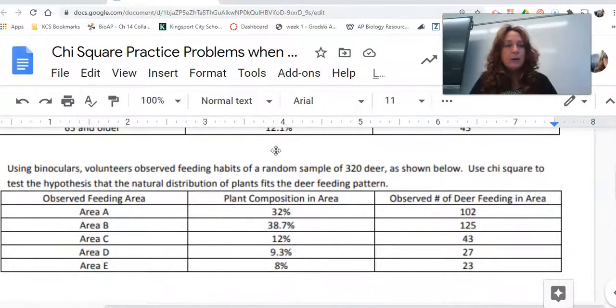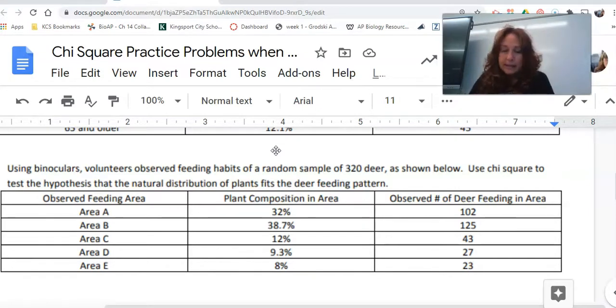So now we have people who are out observing deer, and they counted that there's 320, and they know what percent of the areas are covered in plants. So deer are herbivores. It would make sense that when you have more plants, you'd have more deer, because there's more resources there to support, and that's what they're going to check to see. So I think I'm going to do mine, because I want to add the null and other things, each on a separate page.